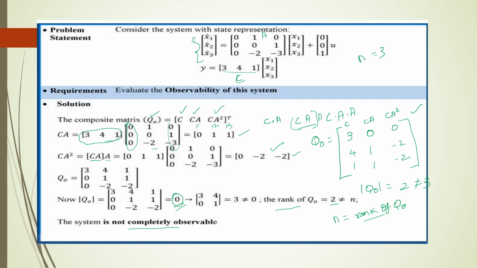So this is the step using Kalman's method to find whether the system is observable or not.